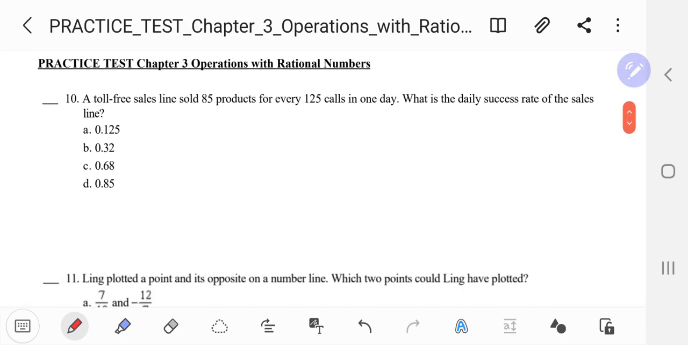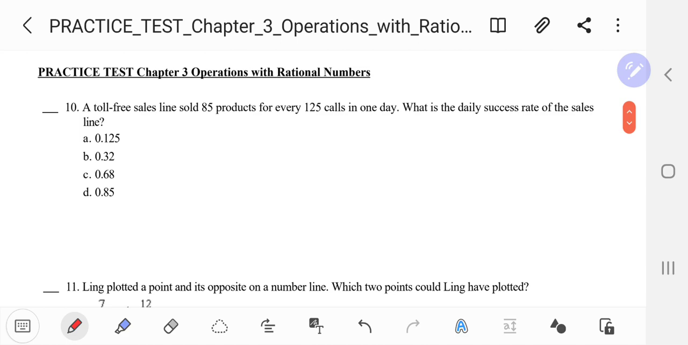Number 10, there it is. Okay, now this is a rate problem. All right, the rate of success. So rates are like anything that compares 2 units using division. So a rate would be like miles per hour. That word per is kind of like division. So miles divided by the hours. And in this case, we're going to see the rate of sales. So that would be the products per call.